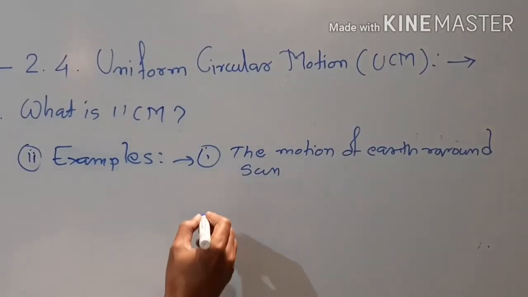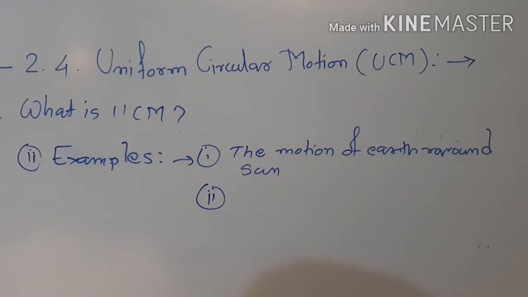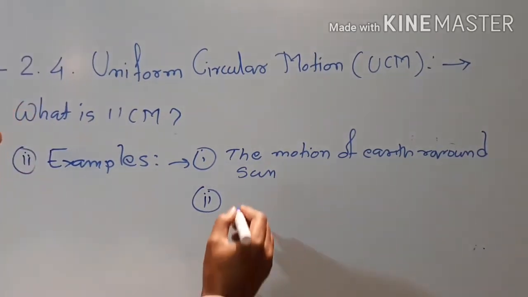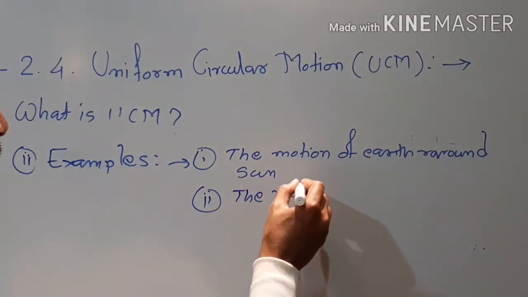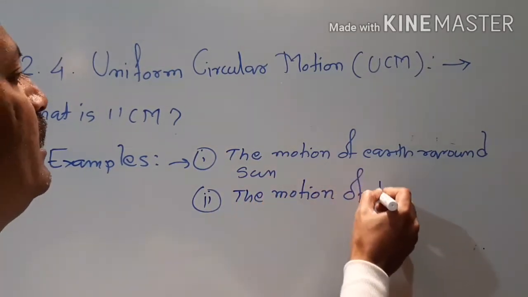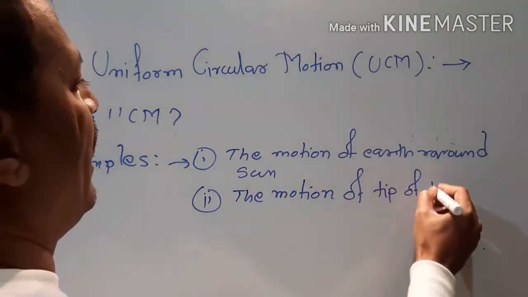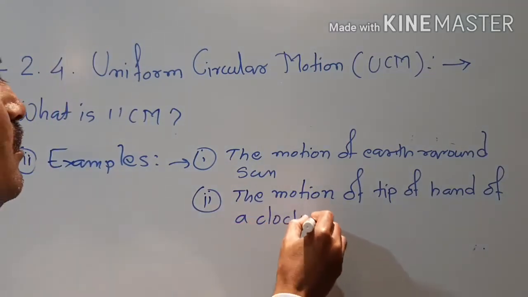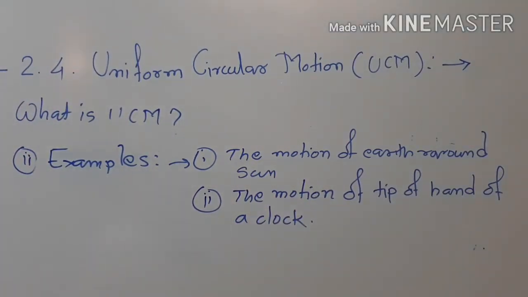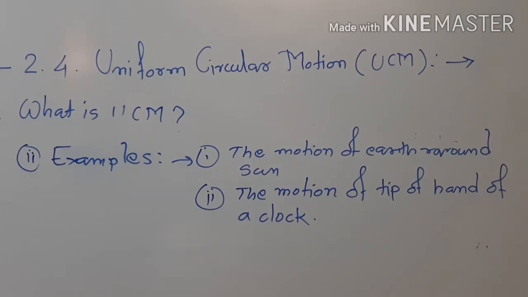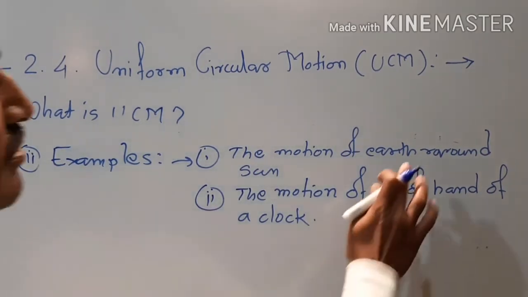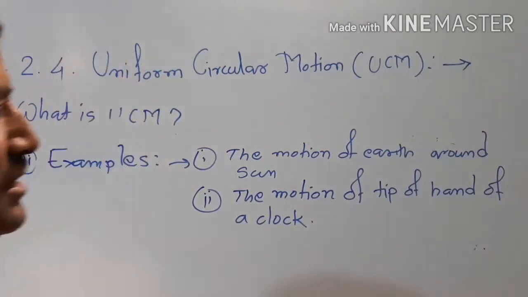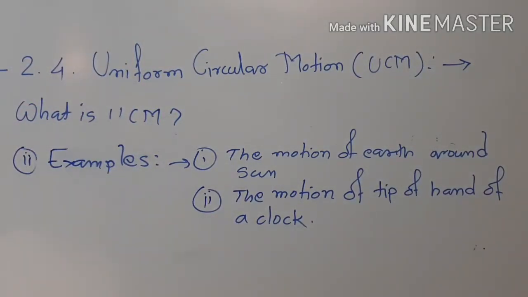And the second example is the motion of the tip of the hand of a clock. Write down these two examples. First is the motion of the earth around the sun. The motion of the tip of the hand of a clock.